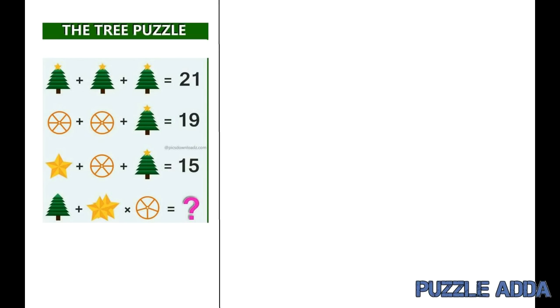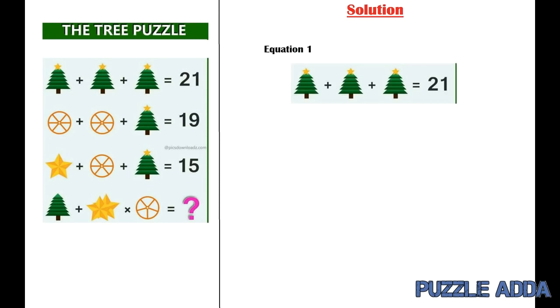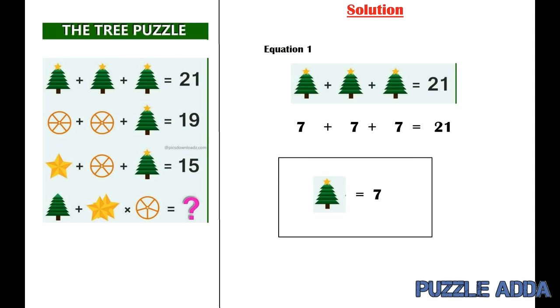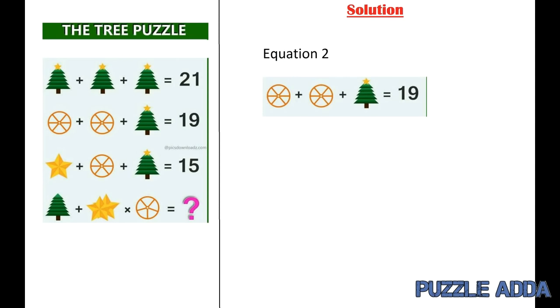For this puzzle, in the first equation we have a tree with star plus a tree with star plus a tree with star, which is equal to 21. So we can say a tree with star is equal to 7. Now in the second equation we have a circle, inside it there are 6 lines, plus a circle inside it 6 lines plus a tree with star, which is equal to 19.